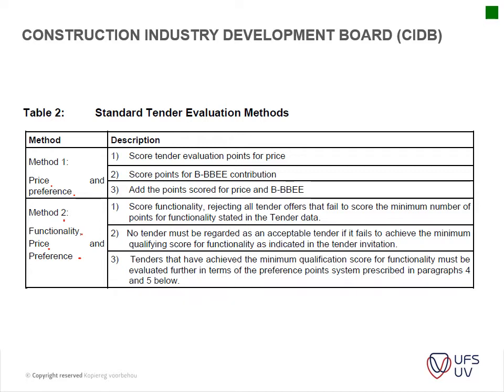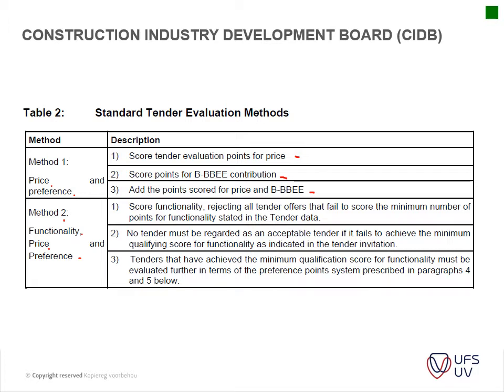So your functionality is like your first stage of evaluation. That's basically looking at, does this contractor have the necessary experience, etc. And then if they don't adhere to that, then they're thrown out. If they do adhere to that, then you evaluate it on price and preference. Then you score points for that. So just looking at the descriptions here, you score tender evaluation points on price, you score points on your BEE contribution, and you add the points scored for price and BEE. So basically you just score your tender document.